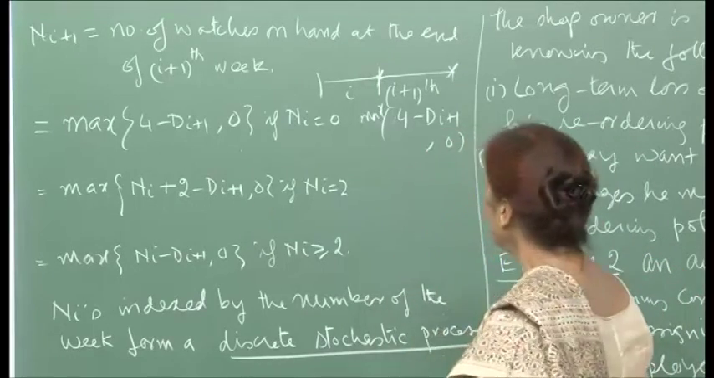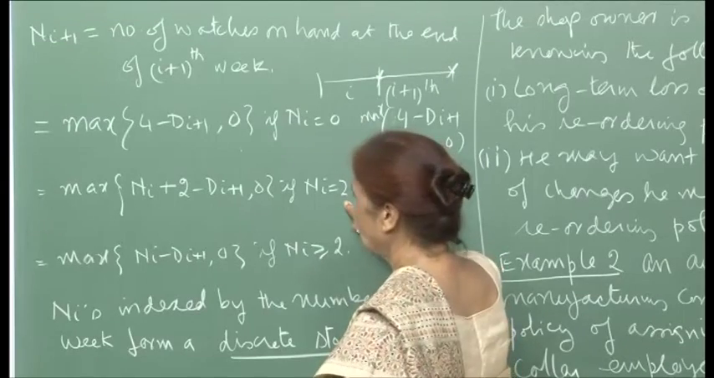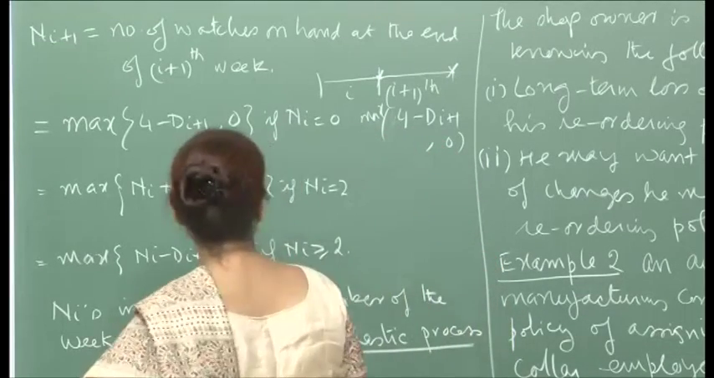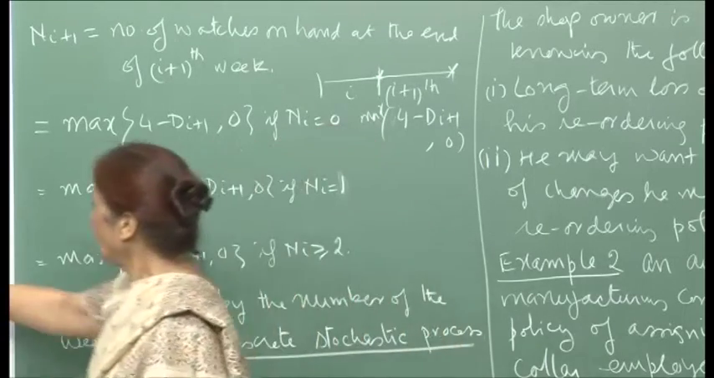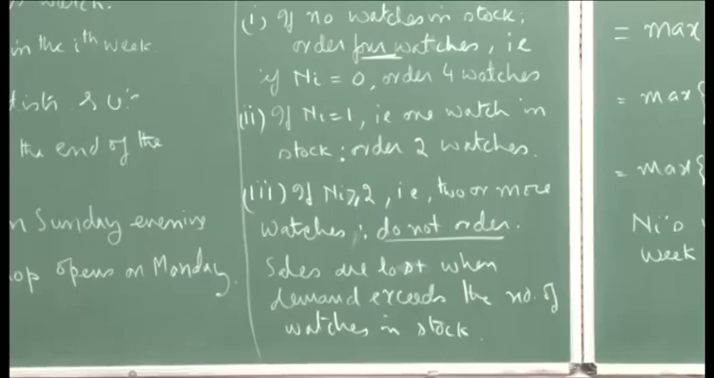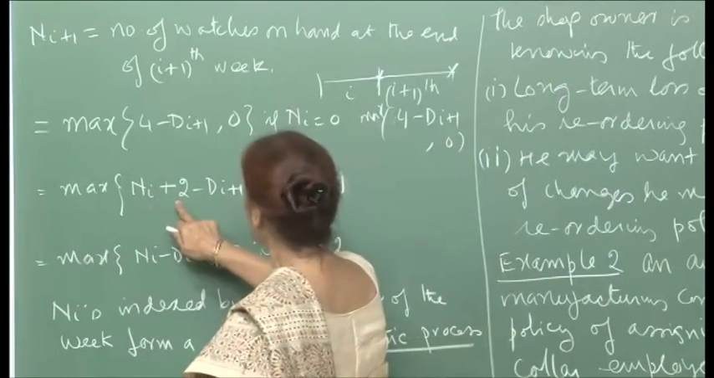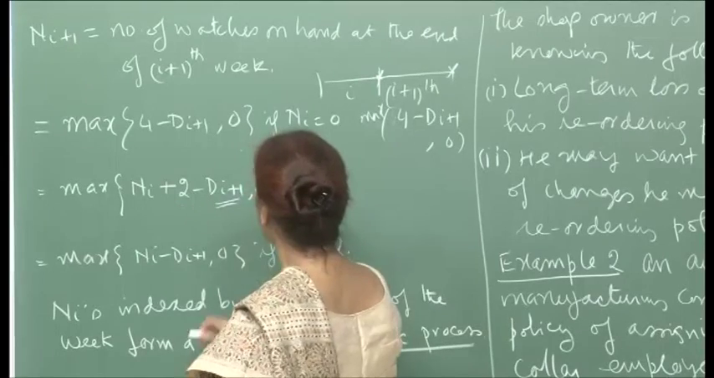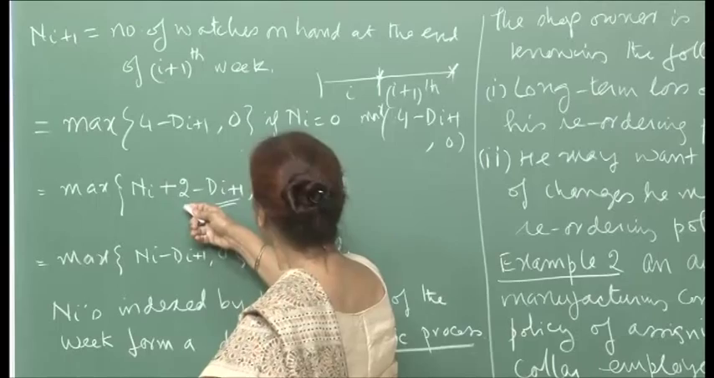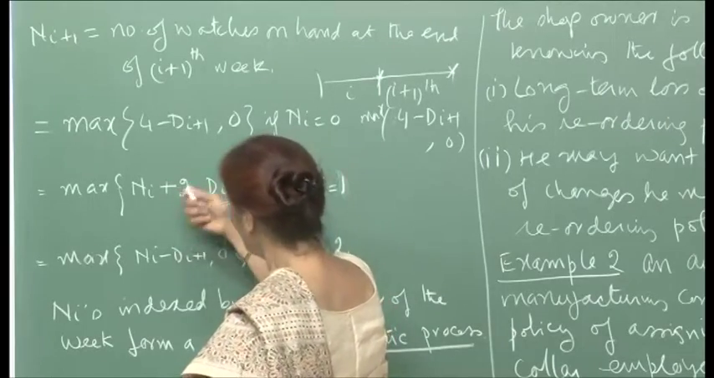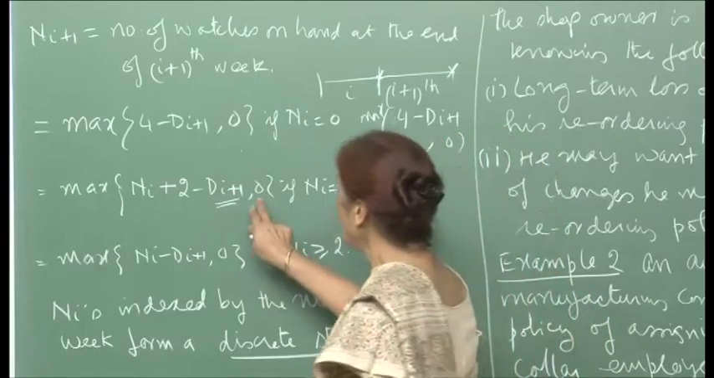Okay. So, similarly, if ni is 1, then he orders 2 watches. So, this will be ni plus 2 minus again whatever the demand, and if this number is positive, then that will be taken as the number of watches on hand at the end of the I plus 1th week, otherwise it will be 0.